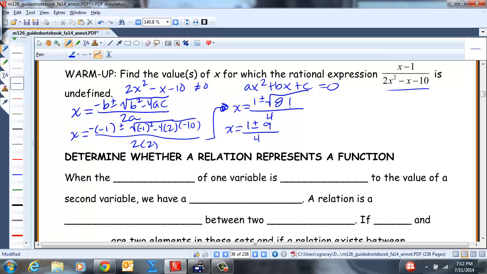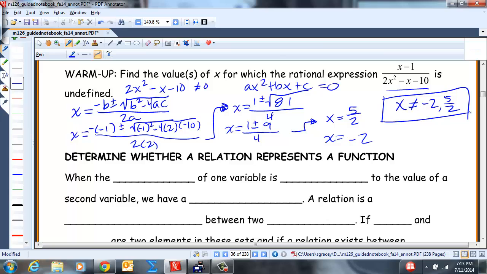So solving, we will have x will either be 1 plus 9 is 10. 10 divided by 4 is 5 halves. And 1 minus 9 is negative 8. Negative 8 divided by 4 is negative 2. So those are the values that we would want to exclude. So x cannot equal negative 2 or 5 halves, because that will yield a value of 0 in the denominator.